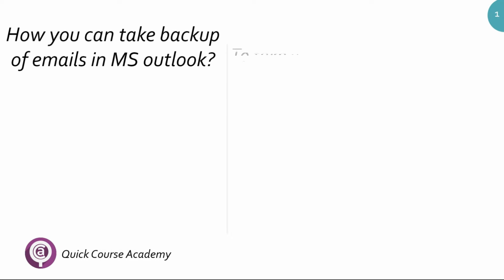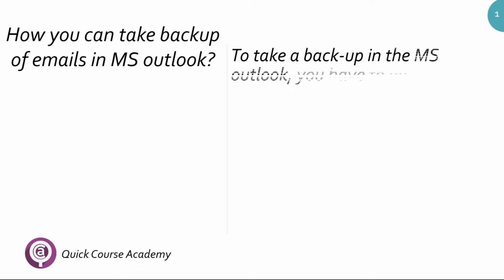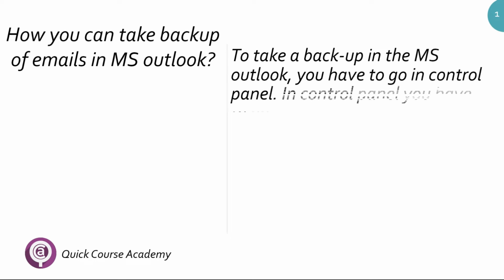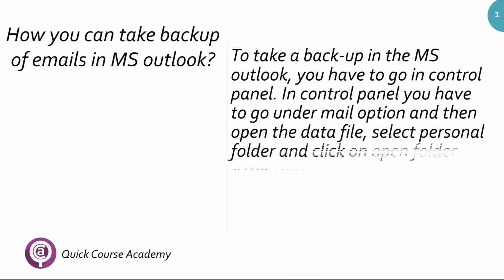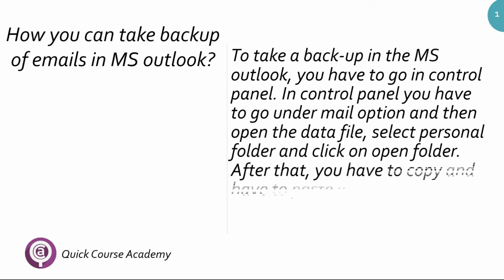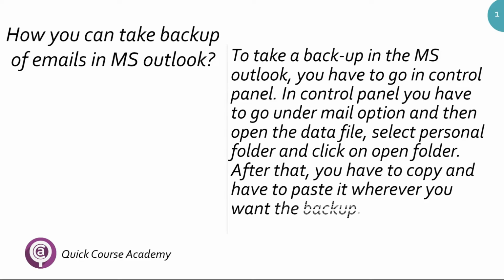How you can take backup of emails in MS Outlook. To take a backup in MS Outlook, you have to go in Control Panel. In Control Panel, you have to go under Mail option and then open the data file. Select Personal Folder and click on Open Folder. After that, you have to copy and paste it wherever you want to backup.